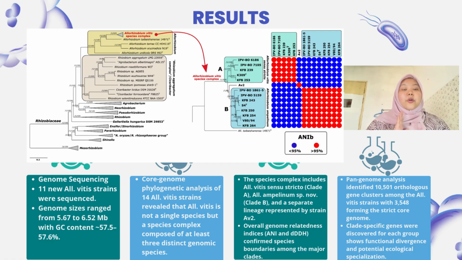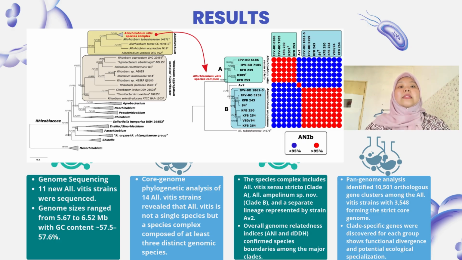Hello everyone, so I will present the result of this study. So basically, as you can see from the figure above, 11 new Allorhizobium vitis strains were sequenced, and the size ranged from 5.67 to 6.52 Mb with GC content of 57.5 to 57.6%. The core genome phylogenetic analysis of 14 Allorhizobium vitis strains revealed that it is not a single species but a complex of species composed of at least 3 distinct genomic species.